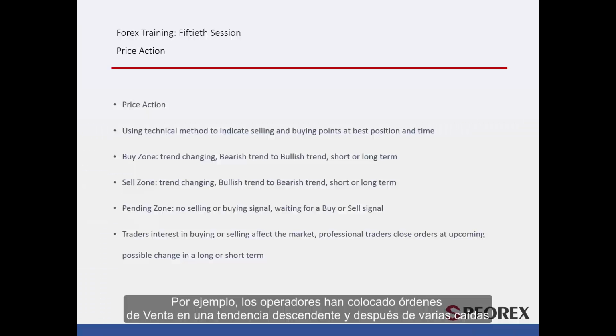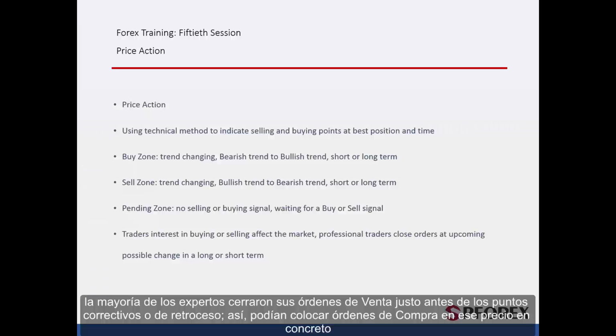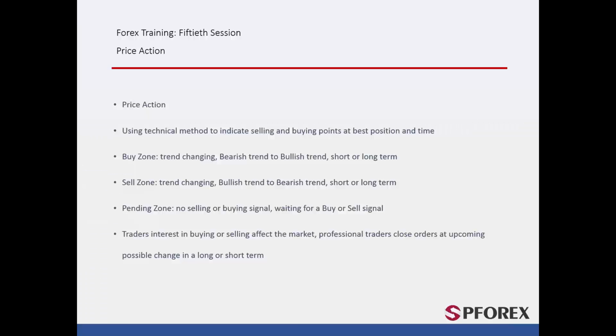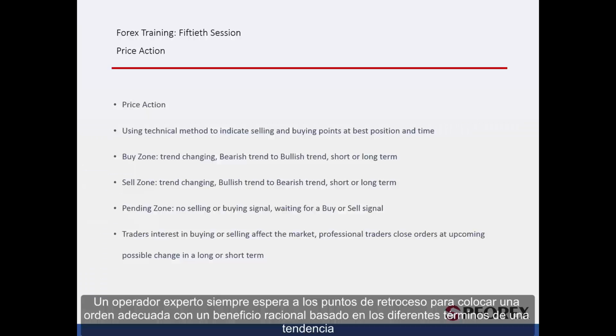For instance, traders have placed sell orders on a downtrend, and after some declines, most of the experts close their sell orders just before corrective or reverse points. Thus, they could place buy orders at a certain price. A proficient trader always waits for reversal points to place a suitable order with a rational profit based on different trend terms.